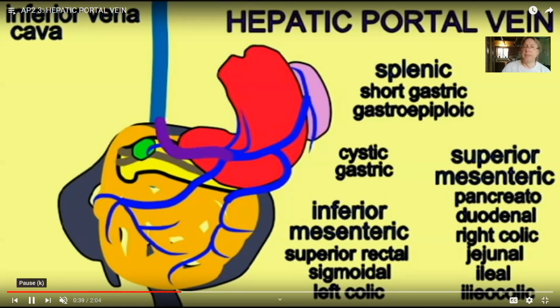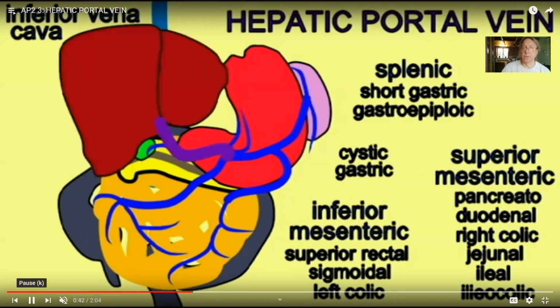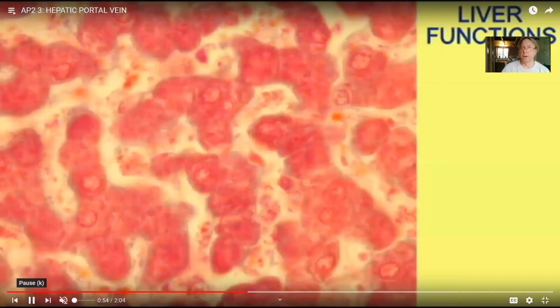So the liver gets your food first before any other part of the body, sampling the majority of what you've eaten. The liver gets it because this hepatic portal vein will then break into capillaries in the liver. Why? Well, because the liver does so many things. It has more than 200 functions.